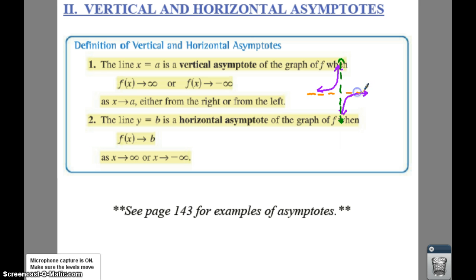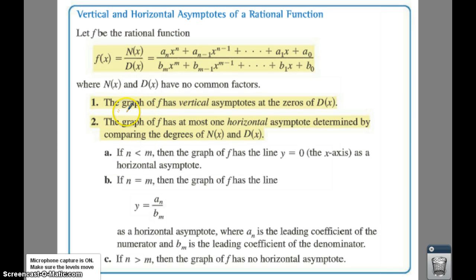Now you only have, at most, one horizontal asymptote. You can have multiple vertical asymptotes, but you're only going to have one horizontal asymptote. So let's look at how you find your vertical and horizontal asymptotes. Your vertical asymptotes are just the zeros of d of x, which is the zeros of your denominator. Notice how your denominator is d of x, and your numerator is n of x. So to find your vertical asymptotes, you just find the zeros of your denominator.